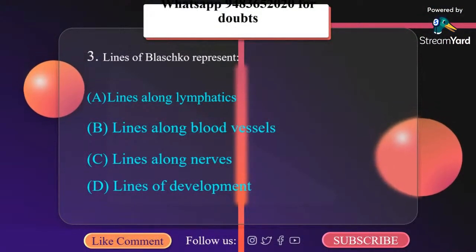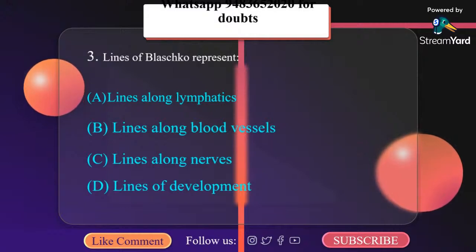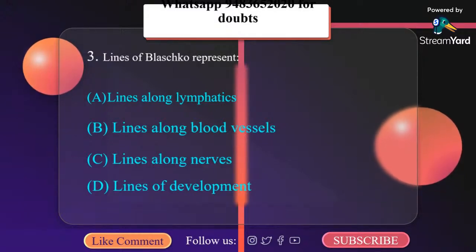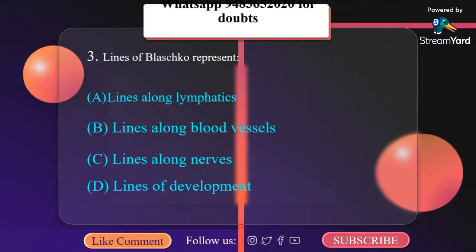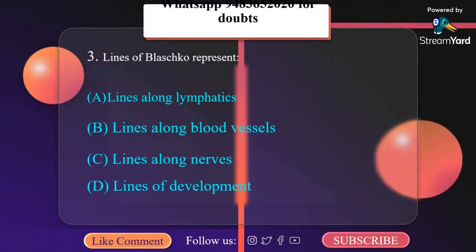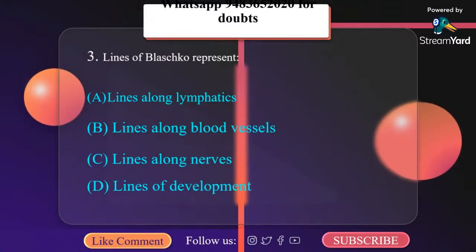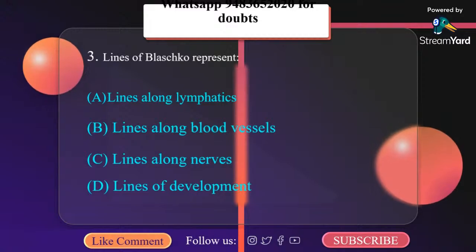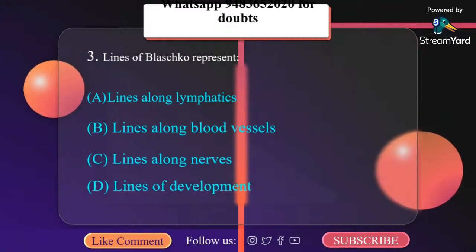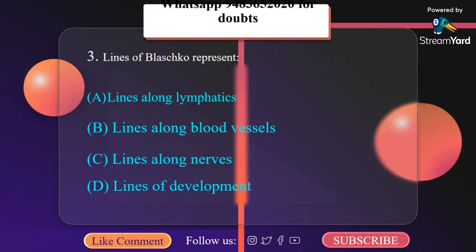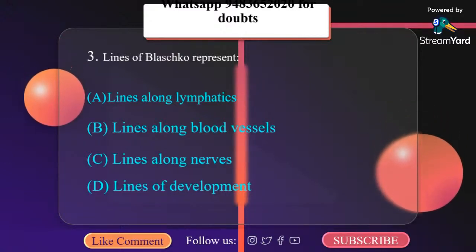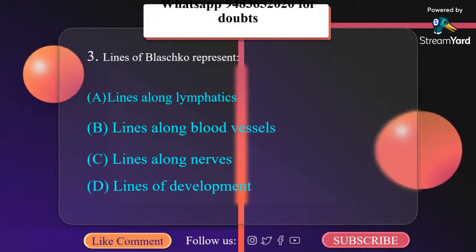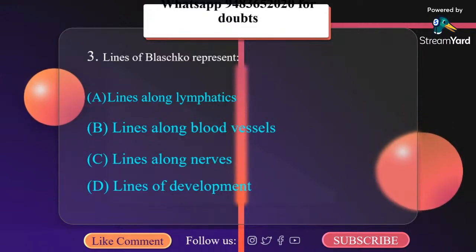Lines of Blaschko represent: A. Lines along lymphatics. Let us know what is lines of Blaschko. The lines of Blaschko are defined by a pattern determined by nevoid representing non-random lines on the human skin or mucosa. Blaschko lines are thought to represent the pathway of epidermal cell migration and proliferation during the development of the fetus. Lines of Blaschko represent non-random development lines of skin, fundamentally differing from the system of dermatomes.